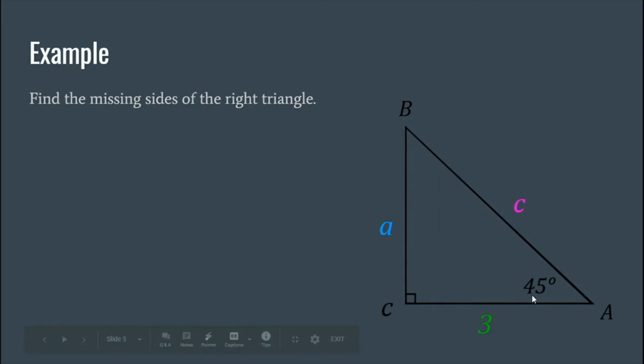We have a 45 degree angle here and a right angle here, so this must also be 45 degrees. If this is a 45, 45, 90 triangle, that means side AC and side BC are the same length. So side A is going to be 3. For side C, remember the shortcut: the length of one side times the square root of 2. So side C is going to be 3 square root of 2. You can turn that into a decimal if you want to, but it's not necessary unless the instructions say to round to so many places. It doesn't say that, so we can leave it as 3 square root of 2, which is an exact answer.